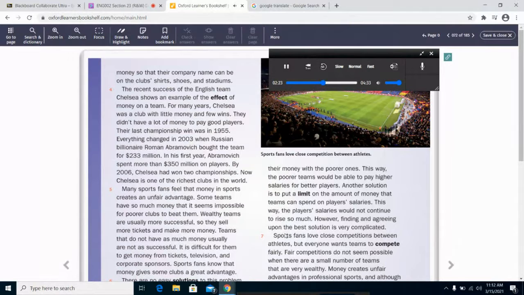The recent success of the English team Chelsea shows an example of the effect of money on a team. For many years, Chelsea was a club with little money and few wins. They didn't have a lot of money to pay good players. Their last championship win was in 1955. Everything changed in 2003 when Russian billionaire Roman Abramovich bought the team for $233 million. In his first year, Abramovich spent more than $350 million on players. By 2006, Chelsea had won 2 championships. Now, Chelsea is one of the richest clubs in the world.